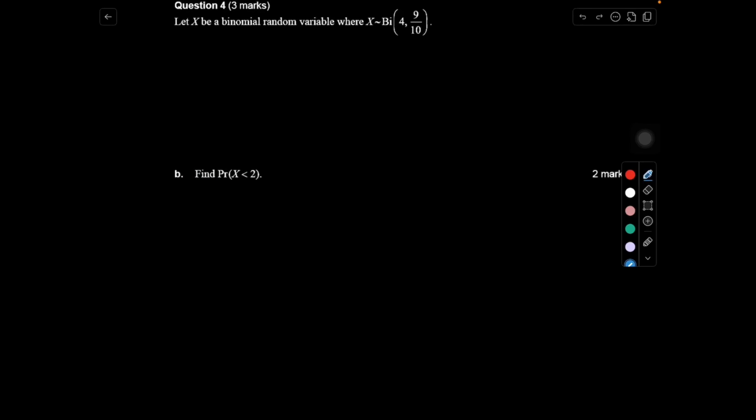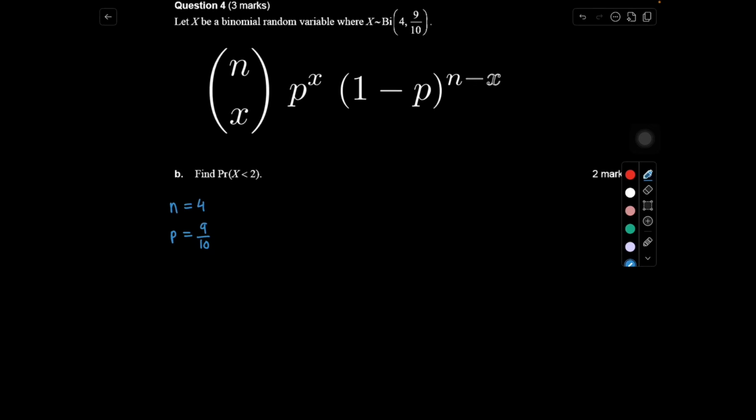So for the second part here, it's important to remember what our n value was and what our p value was. Since this is a binomial distribution question, we'll be using this formula to work out our probabilities, and it cares about when x is less than 2. So all we care about is when x is 0 plus the probability of when x is 1. Since both of these numbers are less than 2. So using this formula, let's work out each one of these. So I'll start with this one first.